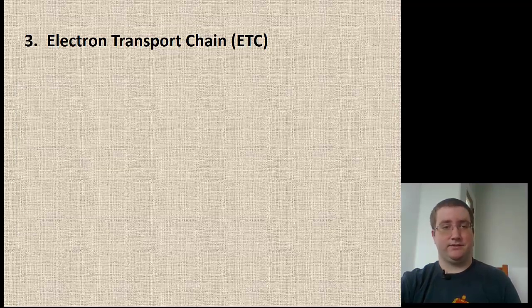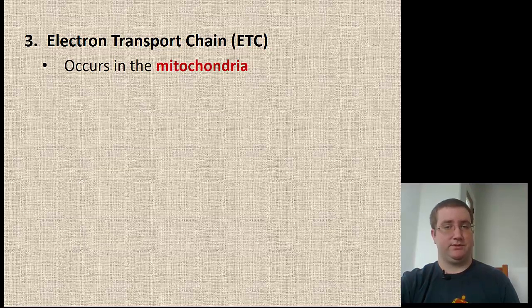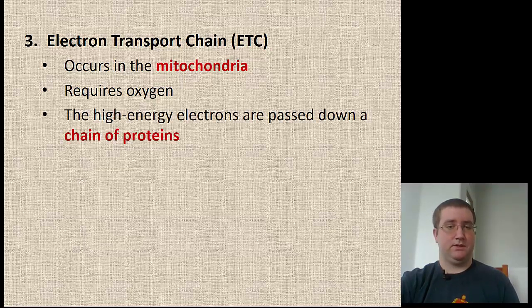So those high energy electrons are then transferred to the final part of the aerobic cellular respiration process, which is known as the electron transport chain, because you're talking about transporting electrons, or the ETC. This process also occurs in the mitochondria. It also requires oxygen, so that is, once again, why we breathe in oxygen: for the Krebs cycle, the second part, and also for this third part, the electron transport chain.